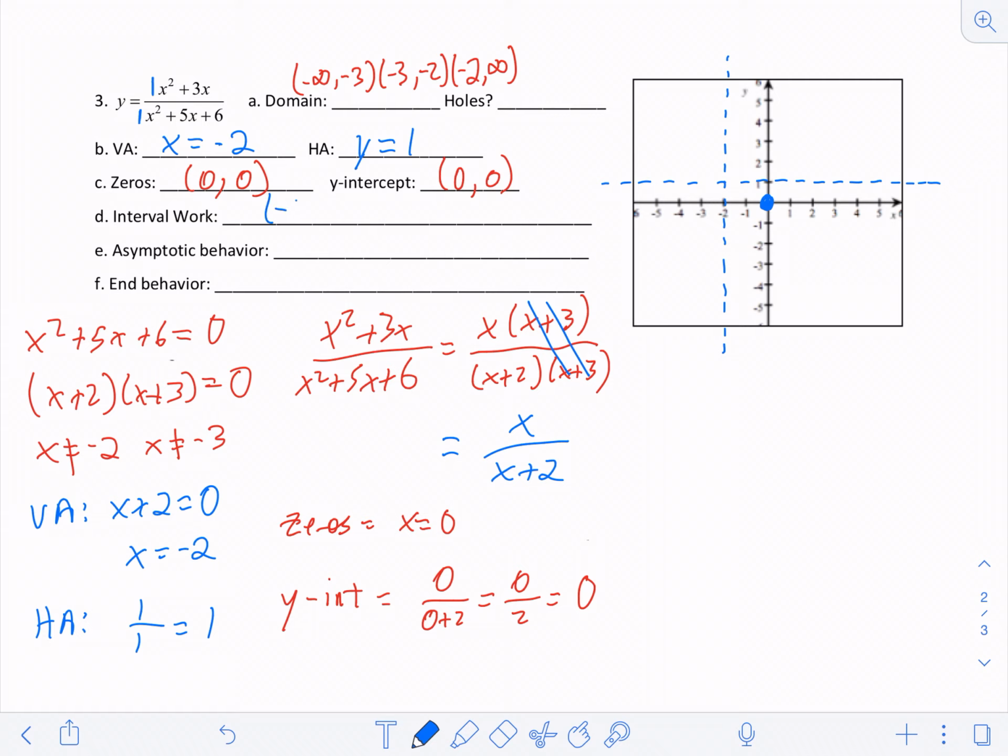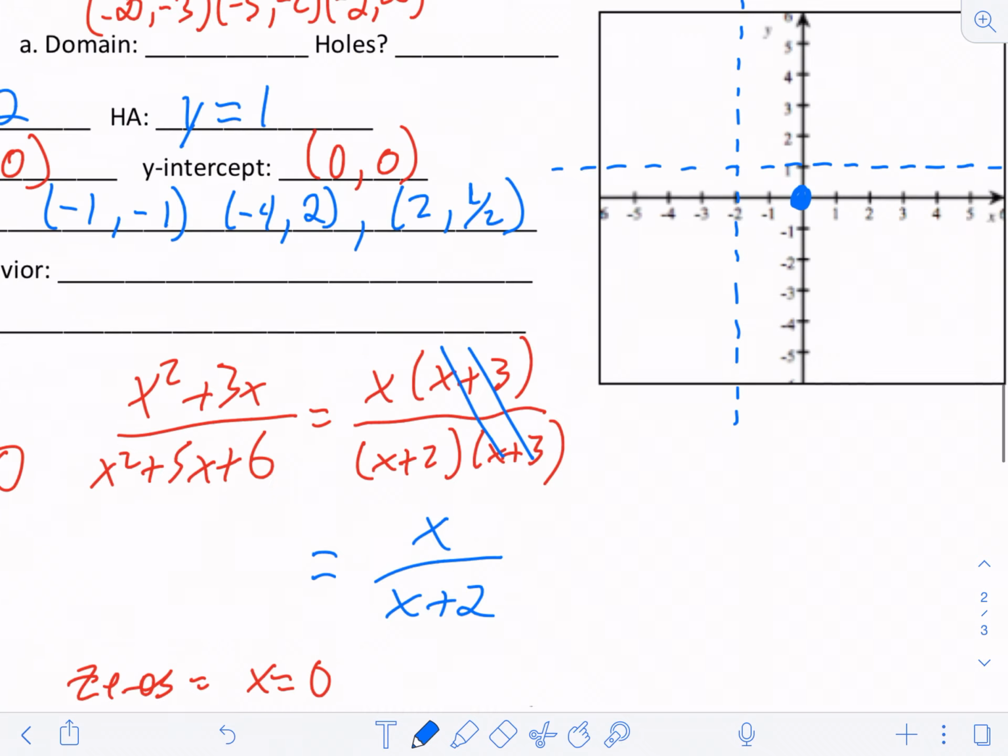So I'm going to use the points. Let's plug in -1. If I plug in -1, I'm going to get -1 also. I'm going to plug in -4. If I plug in -4, I'm going to get 2. And I'm also going to plug in 2. If I plug in 2, then I'm going to get 1/2. So I plugged in those values for x, and those are the values that I got. You can double check those if you like, if you don't trust me, but I did those ahead of time.